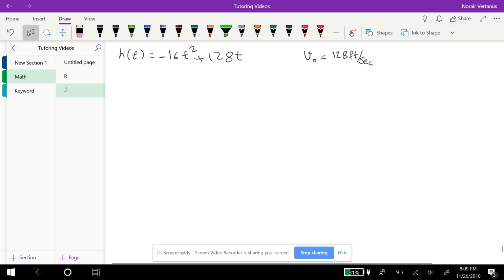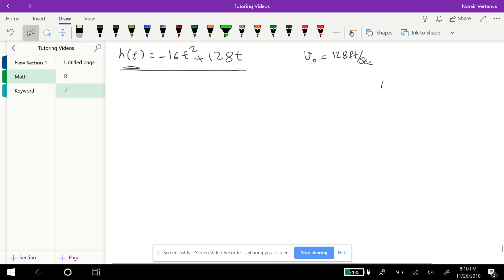How they came up with this equation, you'll do that in physics, so it's not the concern here. The equation is already given. There's no velocity or anything involved. It's just h of t, the height with respect to time. If you plug in the time there, you're going to get the h of t.